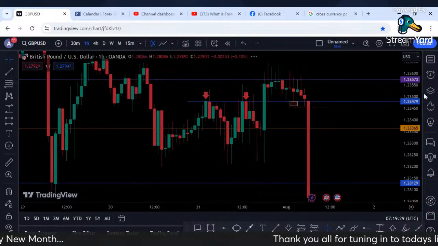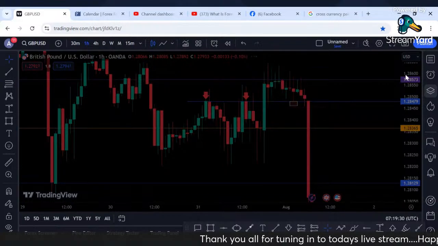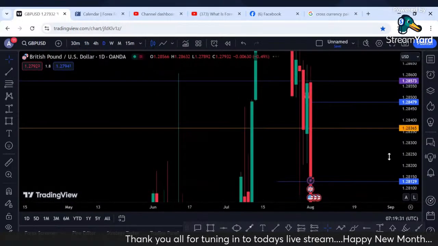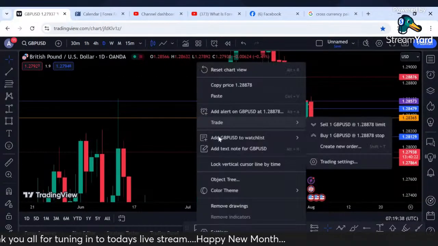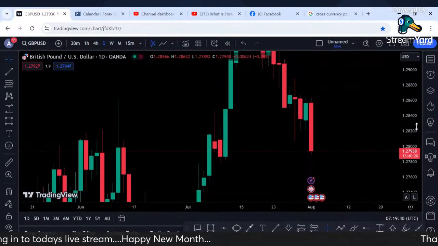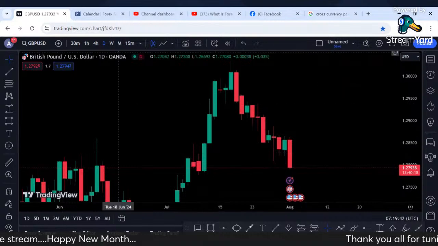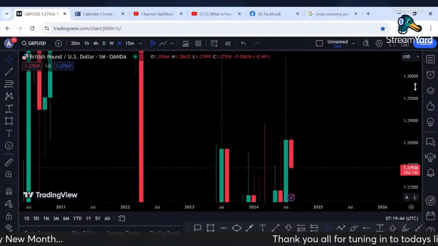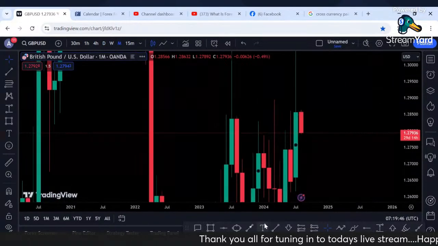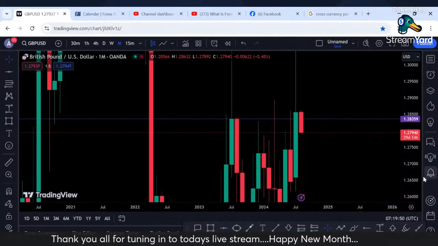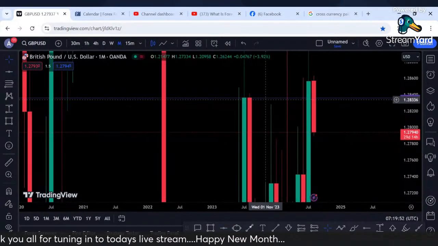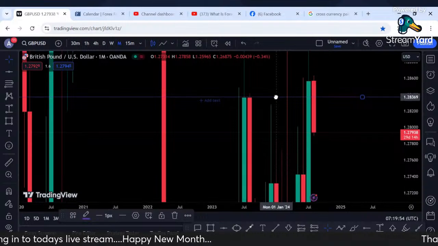But the whole analysis, the thought process, was based on the daily time frame. Let me analyze everything again. So let's identify the supports and resistances on the monthly.